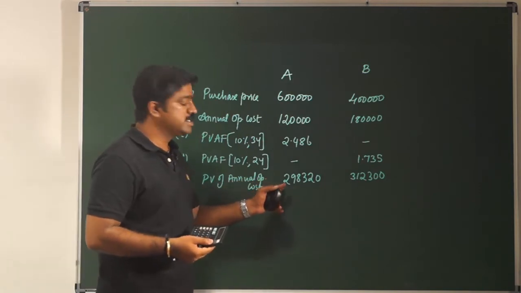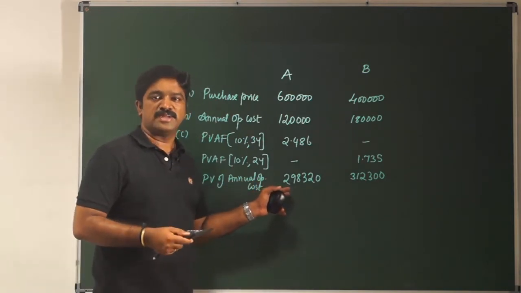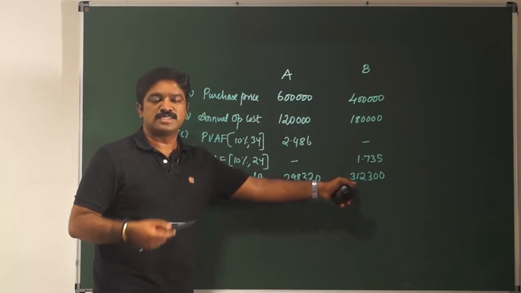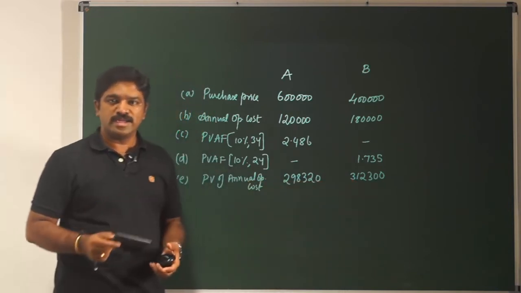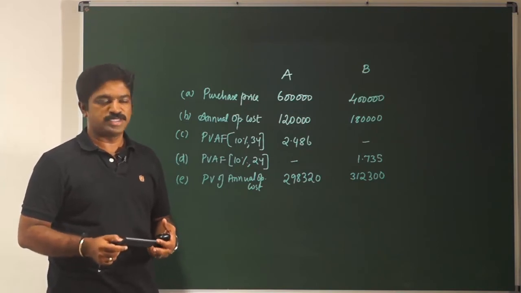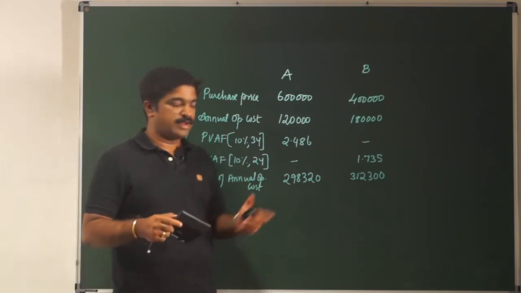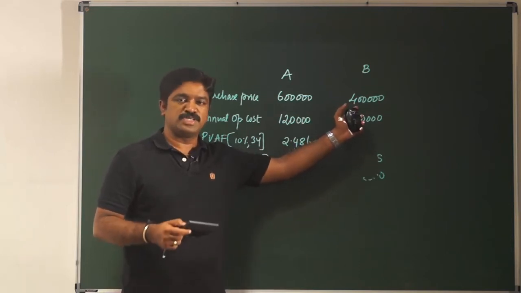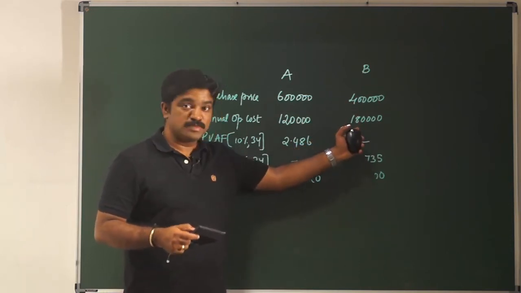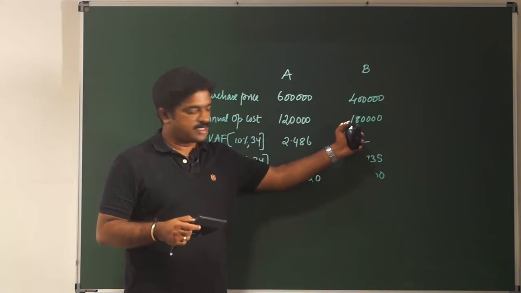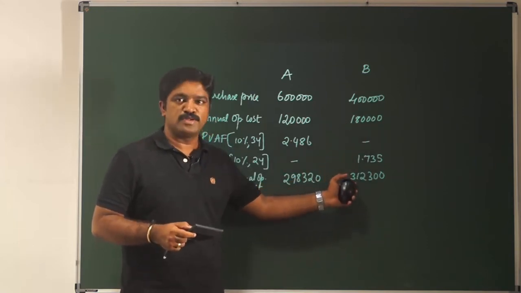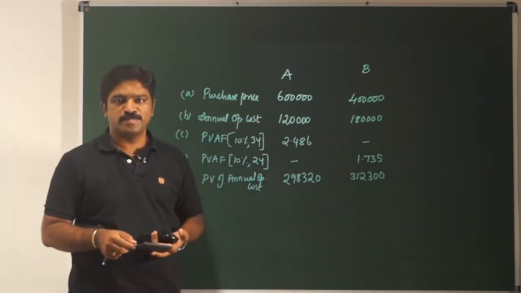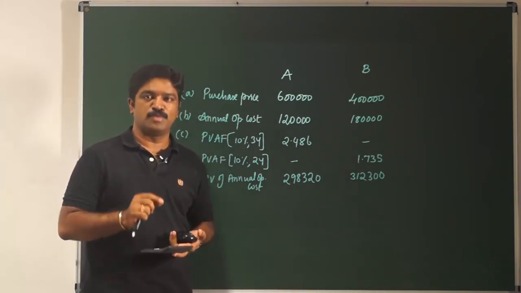So here it is 898,000. Here it is only 612,000. So again, your mind will go for project B. Right from the beginning, we were favoring project B because of less purchase price. And even in terms of the overall cash flows, it is lesser. Even in present value also, B is lesser. Okay. But let me give you the other side. That's not the right approach.